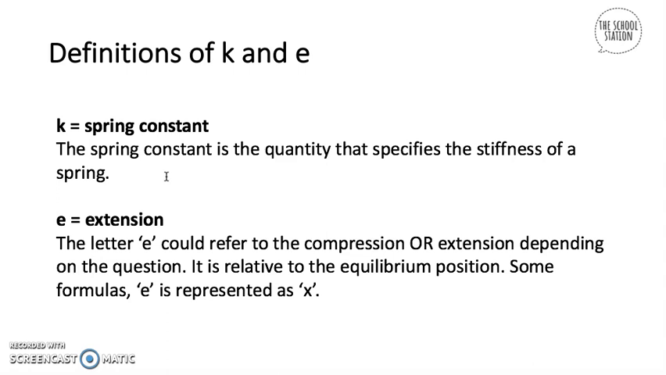Or if sometimes, let's say you have a spring that is again usually 2 meters, you can actually compress it again 2 meters. So that's going to be E, which is still the compression. So therefore, the letter E could refer to the compression or extension depending on the question. So I hope you guys have understood so far. If not, do not worry.